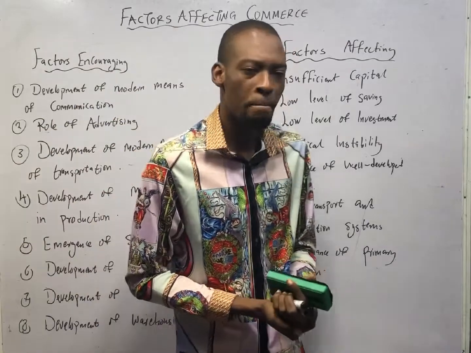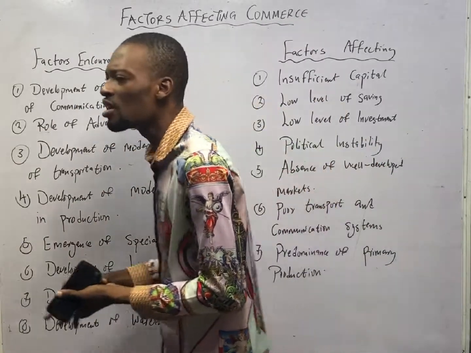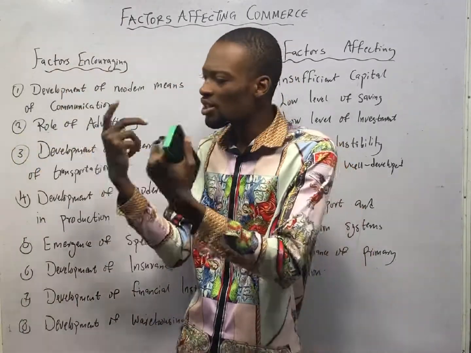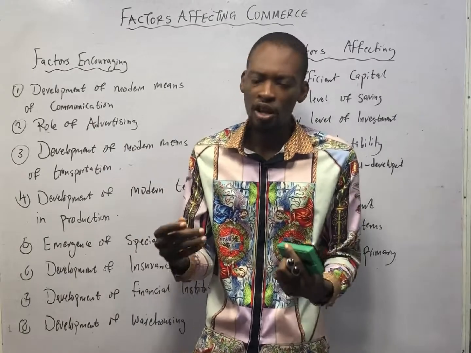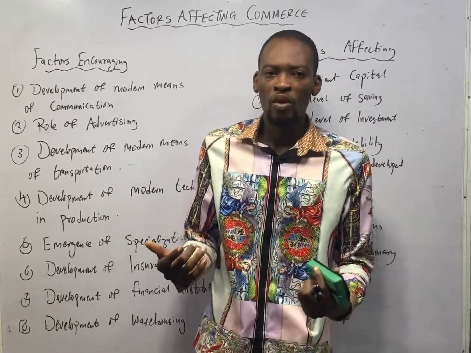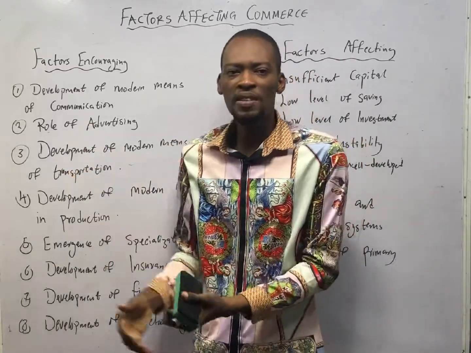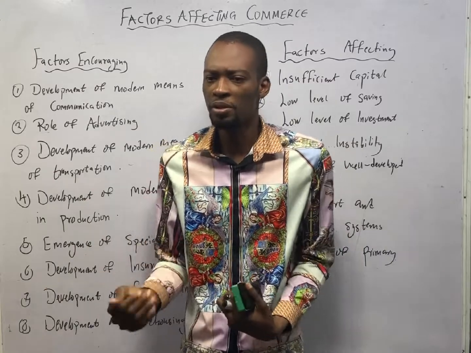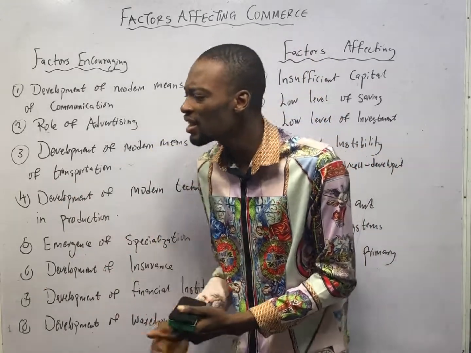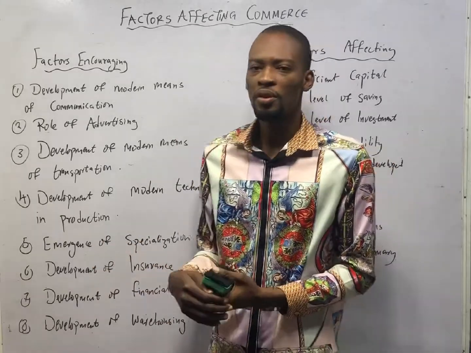For example, banking, advertising, insurance, communication, transportation, tourism. These are aids to trade. They are not really buying and selling, but they help to facilitate buying and selling. Transportation. When you produce goods or render services, you need to get to your audience. So you need efficient means of transportation to reach them. So it helps to boost trade. Banking. Banks provide finance for commerce.